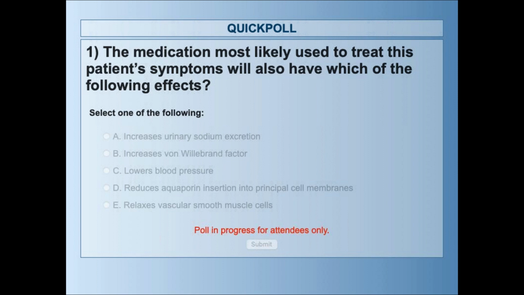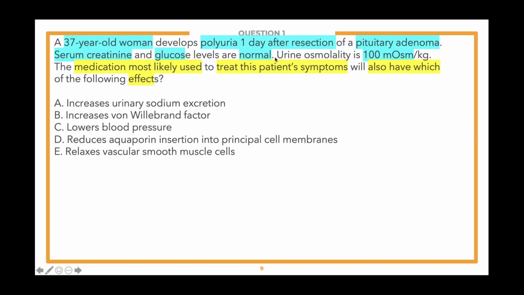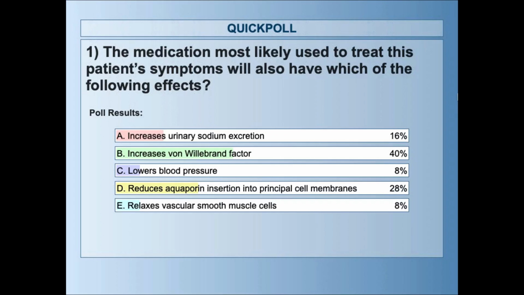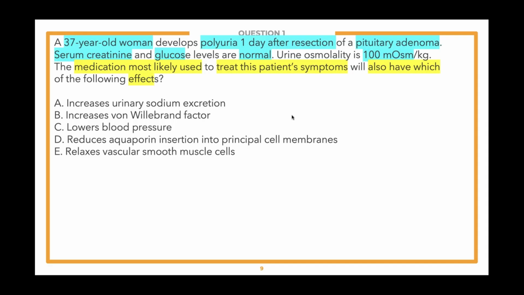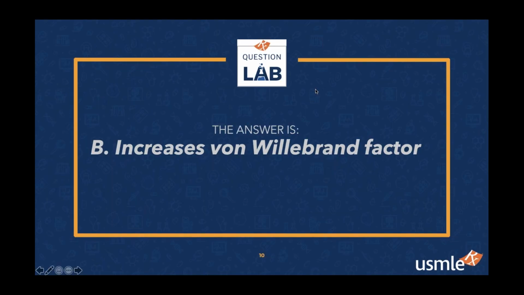Well, let's go ahead and take a look and see what all of you selected. It was close, but 40% of you selected B, increases von Willebrand factor. And so in distant second place, we then had D, reduces aquaporin insertion into principal cell membrane. So let's take a look and see what the correct answer is. And the correct answer is indeed B. So great job, everyone. We're off to a good start. Let me hand it off to Boris.